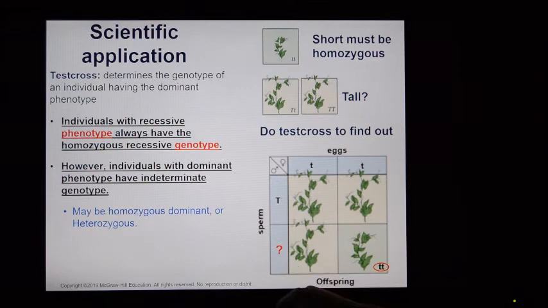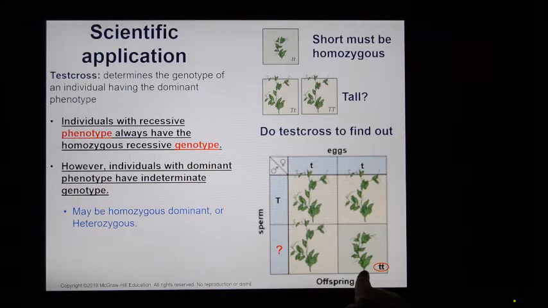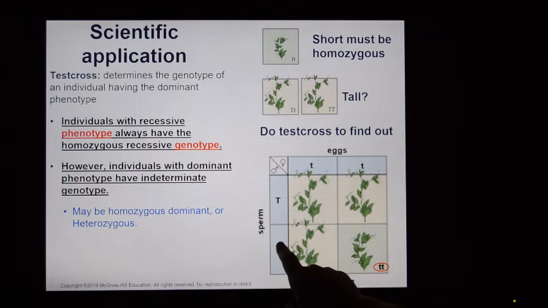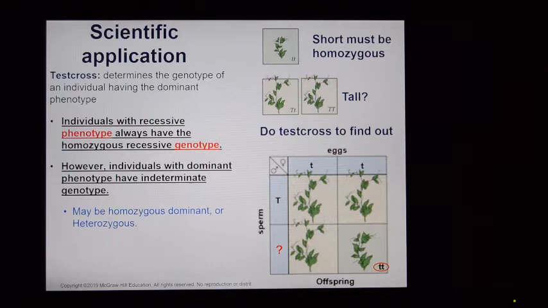Tall plant, short plant. With this sort of distribution, because we got a short plant out of this, we know with absolute certainty that this male side of things has to be heterozygous. That's got to be a little t, because for this plant to get two recessive genes, this has to be a recessive gene. We know that our tall plant that we started with is, in fact, heterozygous. It displays the dominant phenotype, but has a recessive gene in its genotype. Perfect. That's exactly what I wanted to tell you.